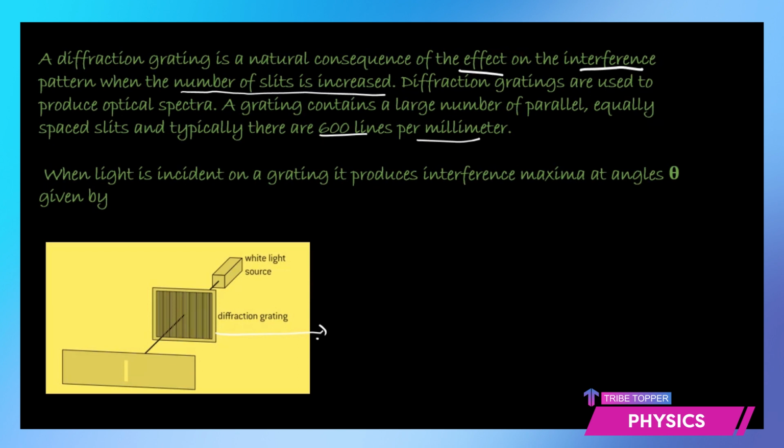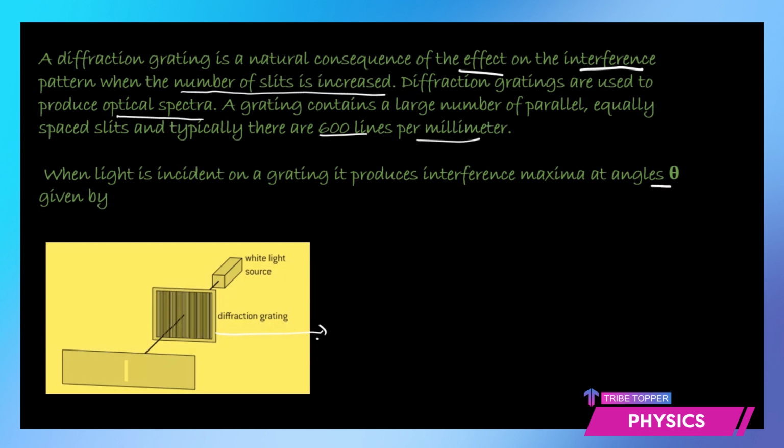So generally they're used to produce optical spectra. A diffraction grating can produce a spectrum. Like if you pass white light through a diffraction grating, you actually get a band of 7 colors. So you produce that optical spectra with the help of a diffraction grating. When light is incident on this grating, it actually produces interference maxima, of course, because the light coming out of each slit would interfere.